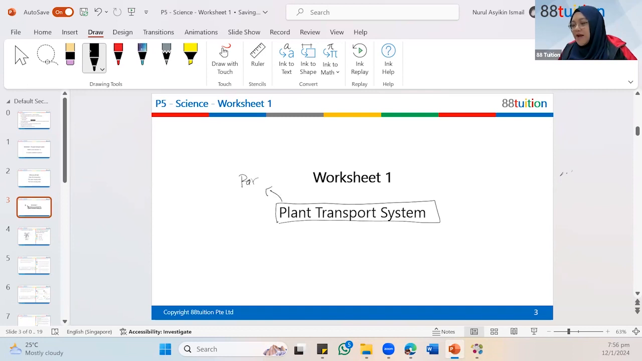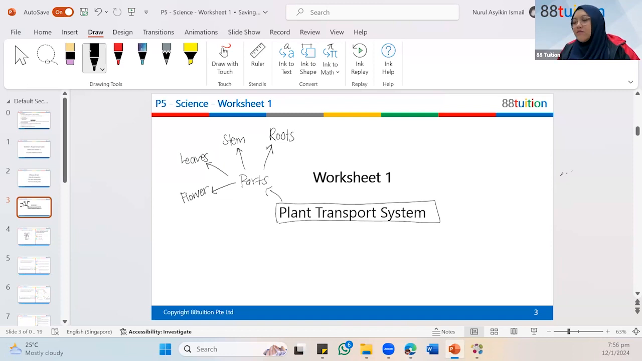So I'm going to write down parts first, and I want to branch out into 3 different parts. The first part of a plant, we have the roots. Then if we go to what's above the roots, we have the stem. Then finally we have the leaves. There is one more, right? When it comes to plant parts, there's one more structure. The answer is flower.